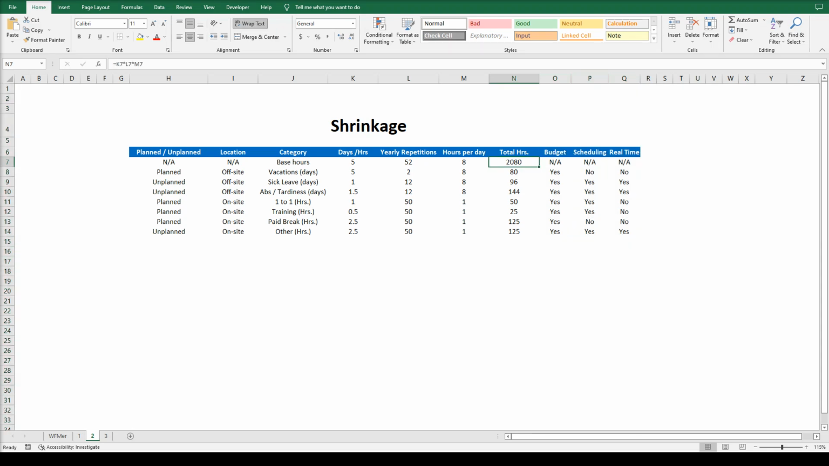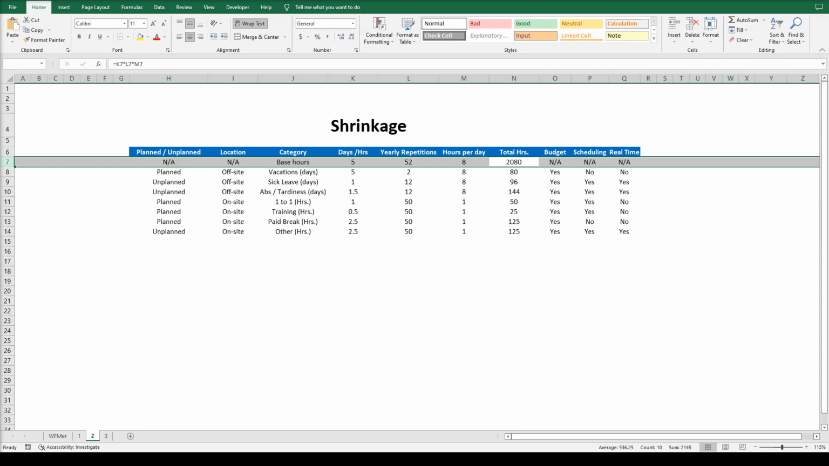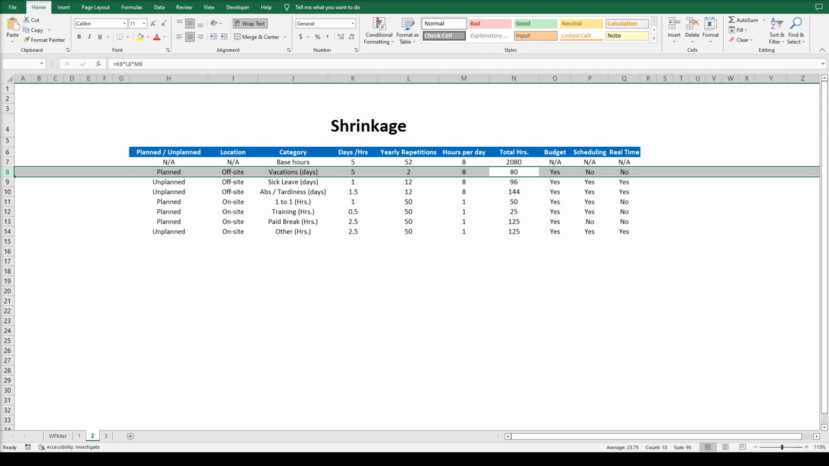Now, line by line. So at the very beginning we have base hours. We have 5 days each week because in this example agents will have 2 days off weekly. This will repeat 52 times, and since each working day is 8 hours, my yearly result in hours will be 2080 hours. Vacations, we have 5 working days, 2 times a year, so that's 80 hours yearly.